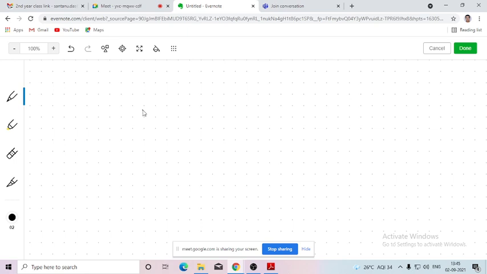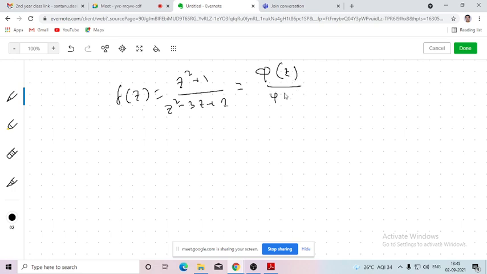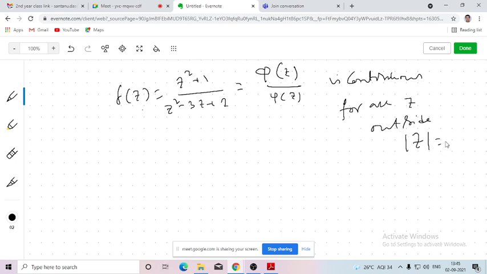So here we need to show that the function f(z) is given by (z square plus 1) by (z square minus 3z plus 2). So this is a quotient of two functions, phi(z) by psi(z). You need to show that this is continuous for all z outside mod z equals to 2.